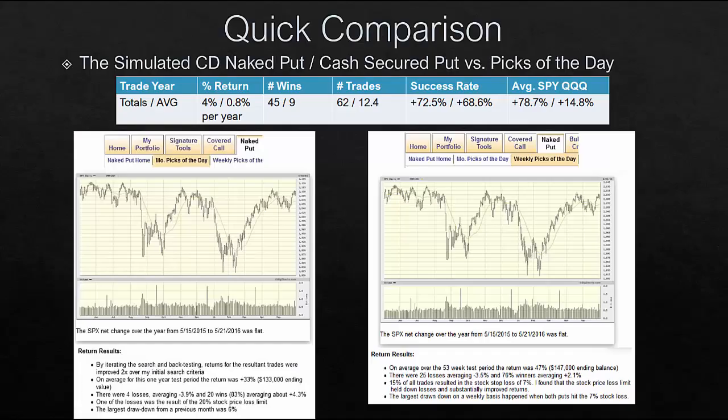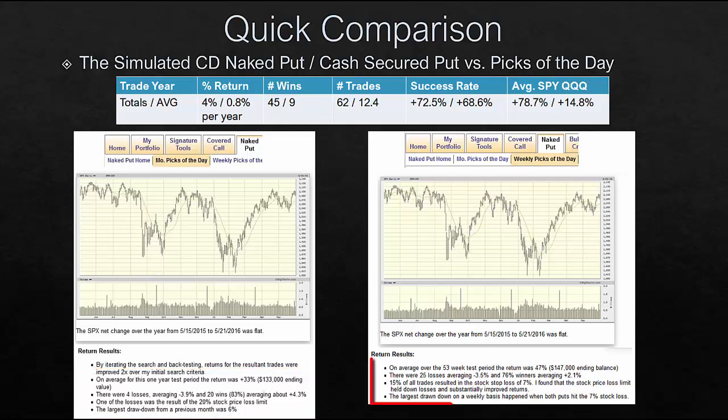Now again, as a comparison, we also have the monthly picks of the day, naked put screen on Power Options, and the weekly picks of the day as well. The monthly picks of the day naked put screen essentially showed a 33% gain over the testing cycle of that 1 year, 2015 to 2016, which of course wasn't included in our screens in that case. And the success rate, I believe, had only 4 losses there and 20 wins. It was an 83% success rate.